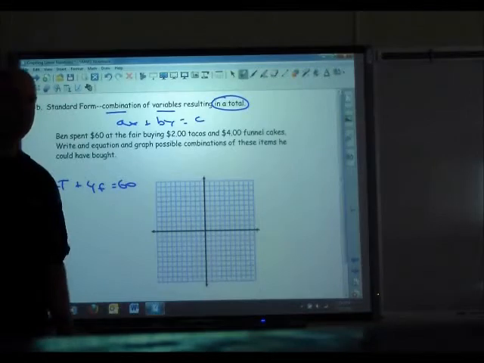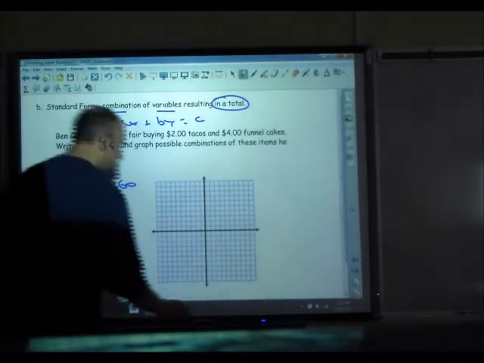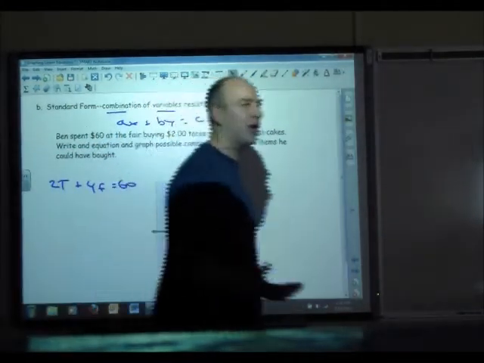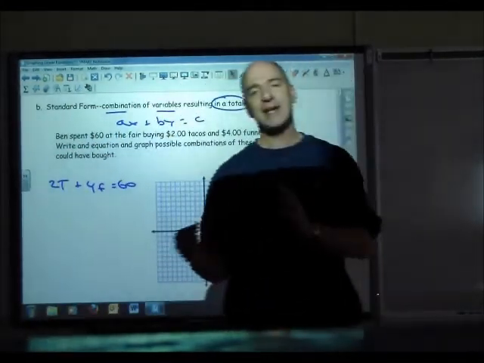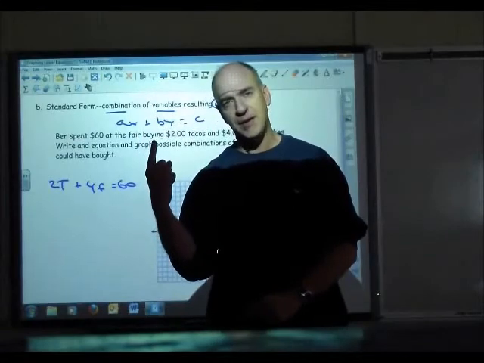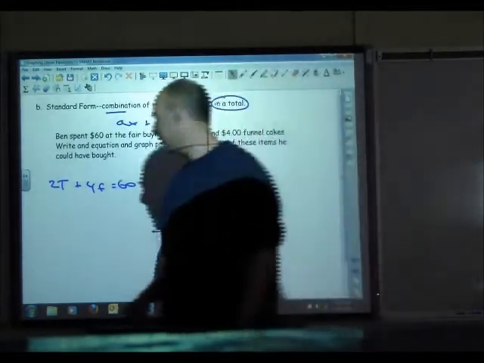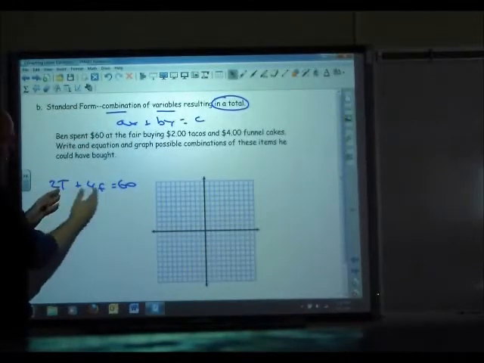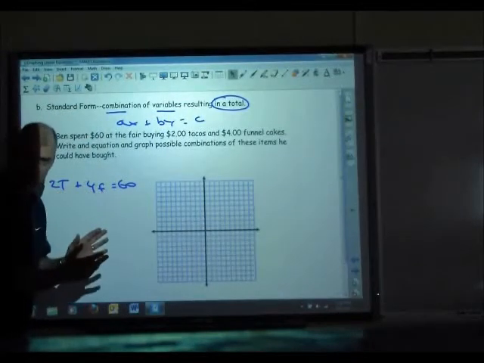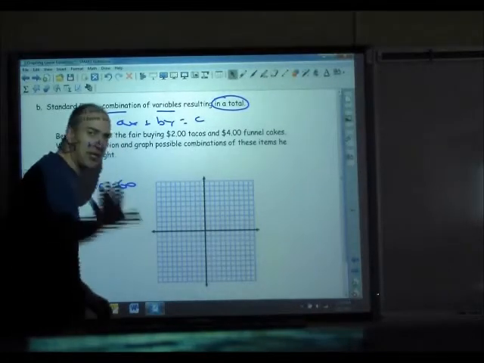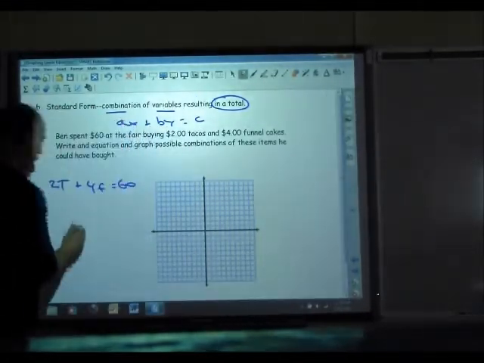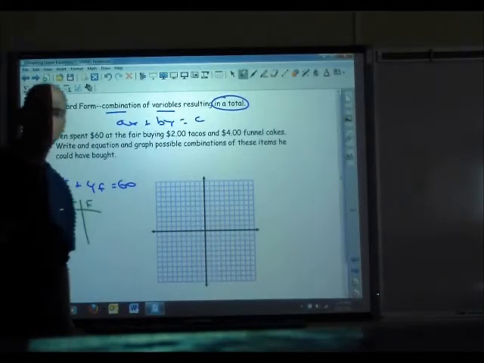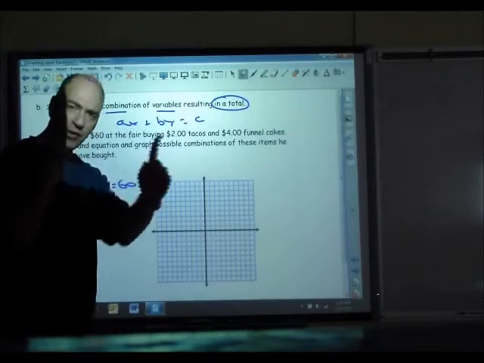Now the easiest way to graph standard form is to realize it's really hard to do combinations of things at one time. Not really hard, but it's a lot easier in math and in life to focus on one thing at a time. We're not going to multitask here and try to think, well, if he bought 10 tacos, he could have had 10 funnel cakes. We don't need to think that hard. So the best thing you can learn to do to graph standard form is to do what I do, and that's to shut up one variable and focus on the other. One variable at a time.